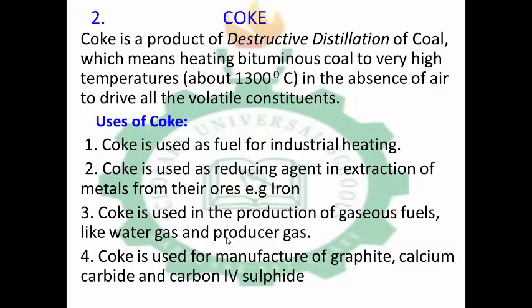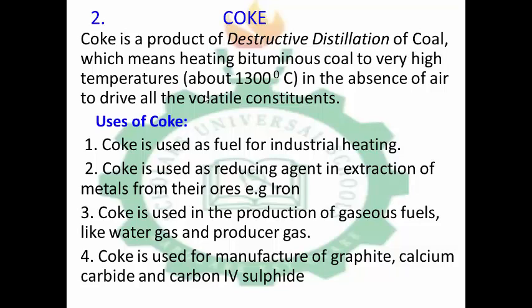Now, coke is a product of destructive distillation of coal. It's one of the major products of destructive distillation of coal. And then, just as we said, destructive distillation of coal is heating of coal in the absence of air, in the presence of very high temperature. And the coal which is always made use of in this process is bituminous coal. Remember that we have four types of coal, which are pit coal, lignite, anthracite, and bituminous coal. So bituminous coal is always used.